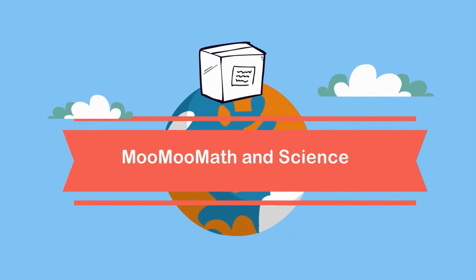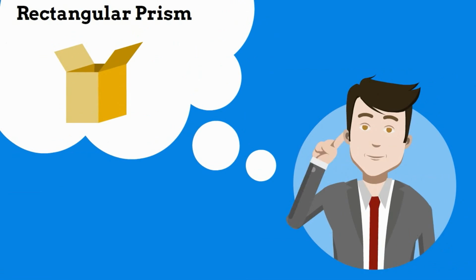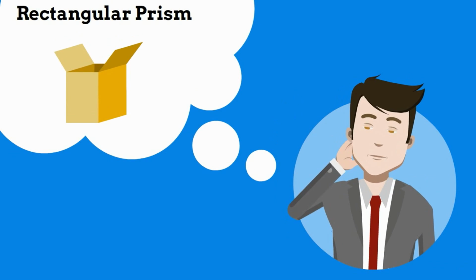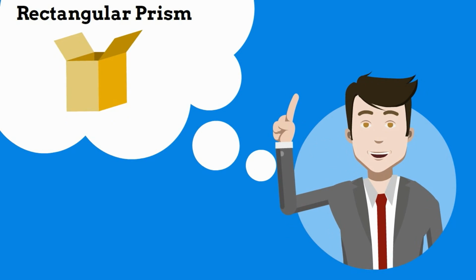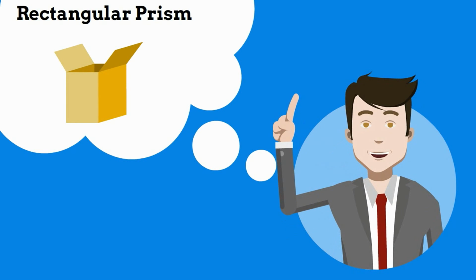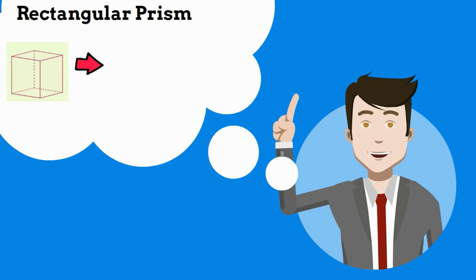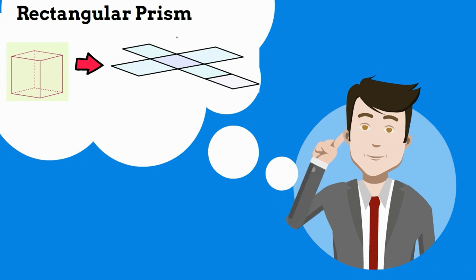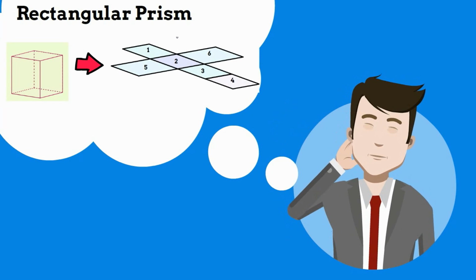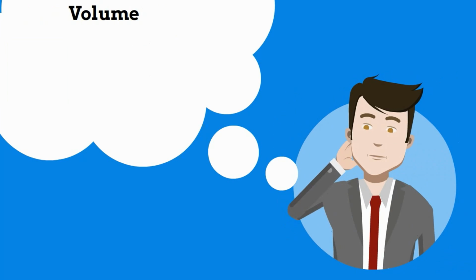In today's video, I'd like to talk about finding the volume of a rectangular prism. A rectangular prism is a solid three-dimensional object that has 6 faces that are rectangles. If you unfold a rectangular prism, it will look like this. Notice the 6 rectangles.